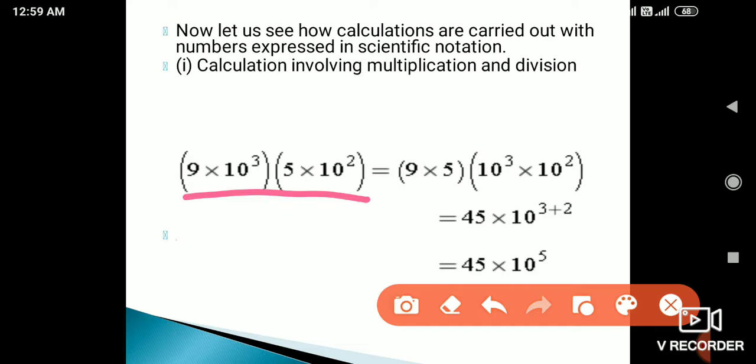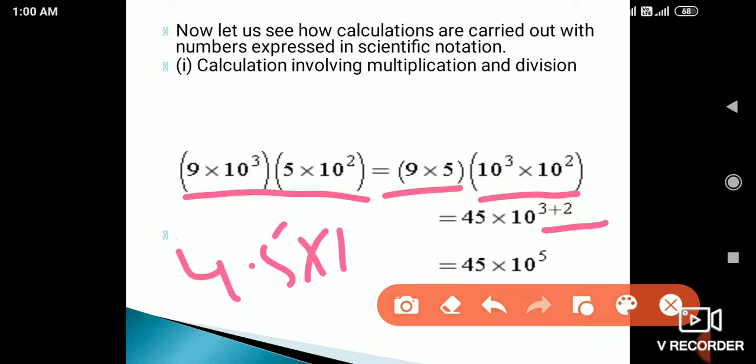Here, simply, the capital N will first be multiplied, that is 9 into 5. 9 5s are 45. And what to do with the exponential numbers, that is 10 to the power 3 and 10 to the power 2? It will be written in brackets as 10 to the power 3 into 10 to the power 2. For ease, the exponents in multiplication are added, that is 3 plus 2, and it is written as 45 into 10 to the power 5. You can even write 4.5 into 10 to the power 6, because we just shift the decimal, and it becomes 4.5 into 10 to the power 6.